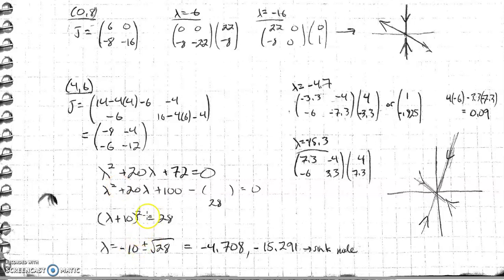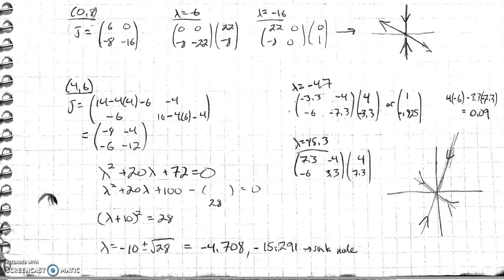So I take the square root, plus or minus that right there. And then I move the 10 over. Be careful that 10 is negative because we subtract it. I get negative 4.708 and negative 5.291. That's going to be a sink node. I know it's going to be a sink node because I've got 2 negative eigenvalues.